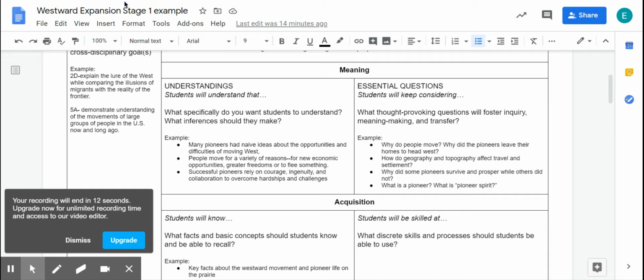When you have all 10 sentences sorted into the 3 different parts, you're then going to upload your copy of this sort into Canvas.